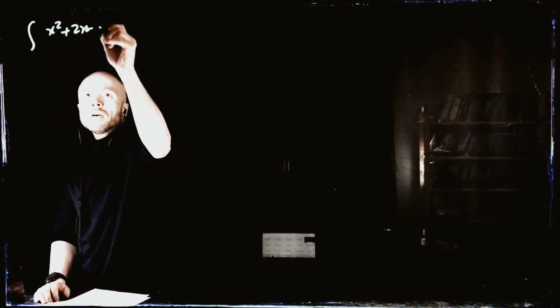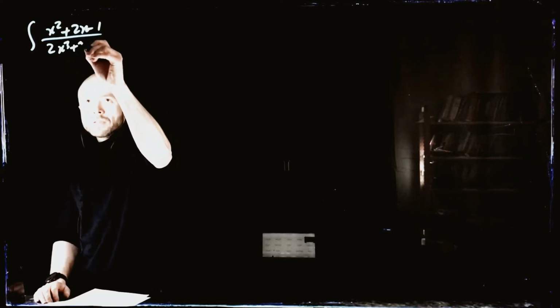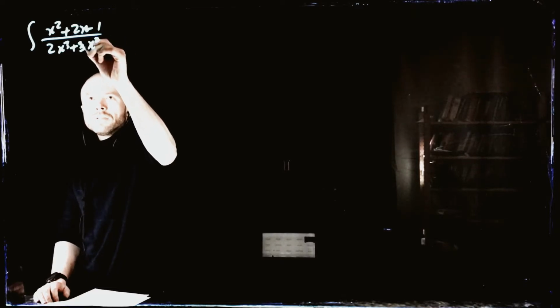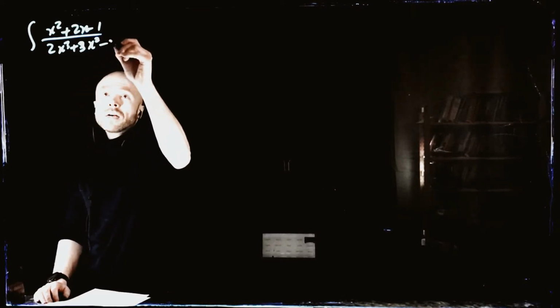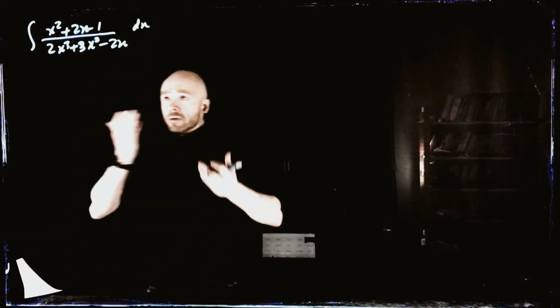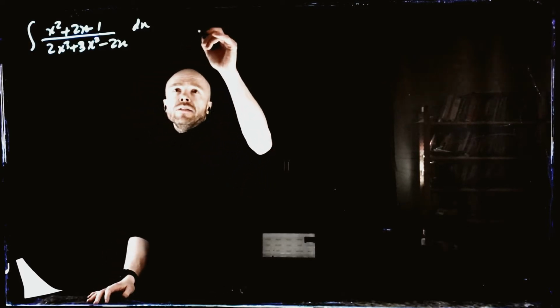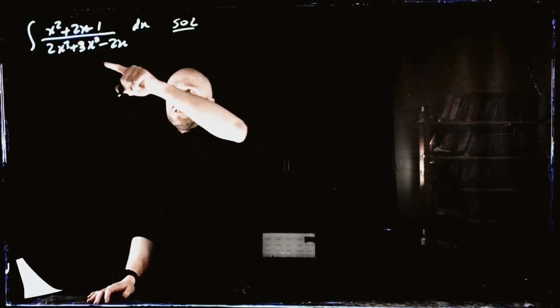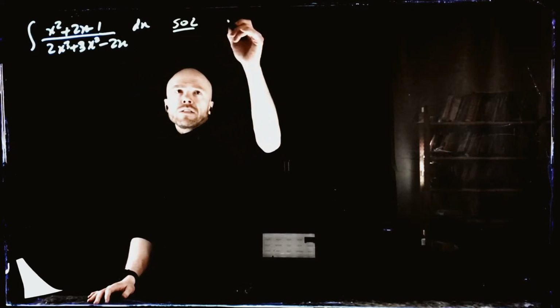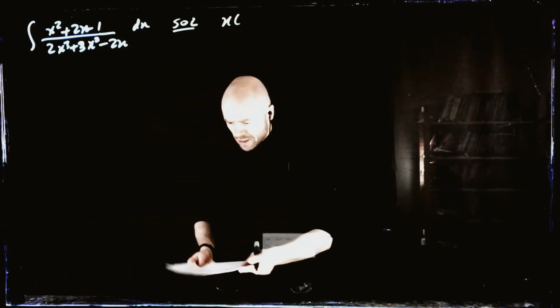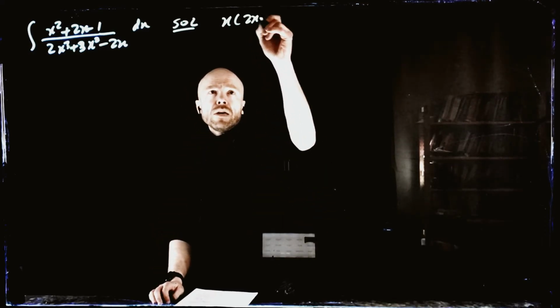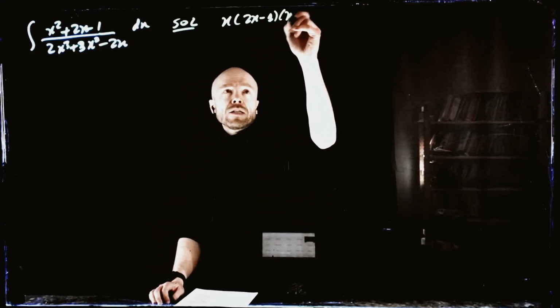So suppose we have this thing: the integral of x squared plus 2x minus 1 over 2x to the 3 plus 3x squared minus 2x, dx. So first note, it's proper, so we don't have to do any long division. And the second thing to note is that this bottom thing can be factored, so we can factor out an x straight away. And if we factor out an x, we can also factor the rest: it's going to be x times 2x minus 1 times x plus 2.